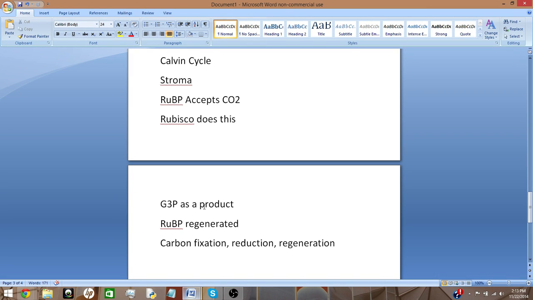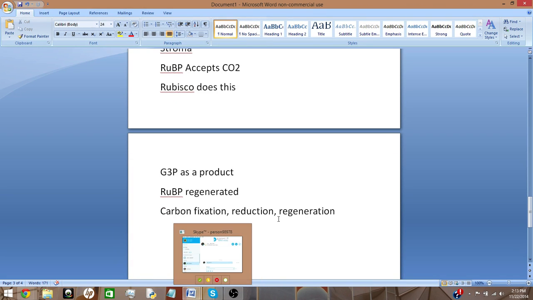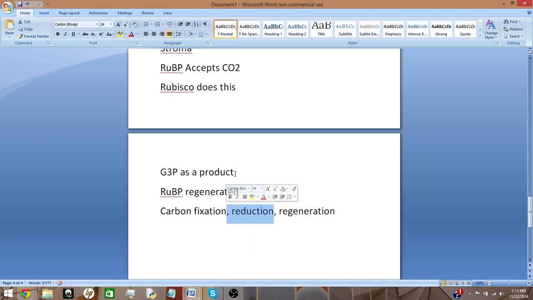The next part of the Calvin cycle is where G3P, 6 of them, are created, and 1 is taken out of the cycle. And then the final part of it is where RuBP is regenerated from the 5 remaining G3P molecules. So in order, this is carbon fixation, which is where carbon dioxide is added to RuBP, reduction, where G3P is created and then 1 is taken out of the cycle, and regeneration, where RuBP is then remade from the 5 G3P molecules.